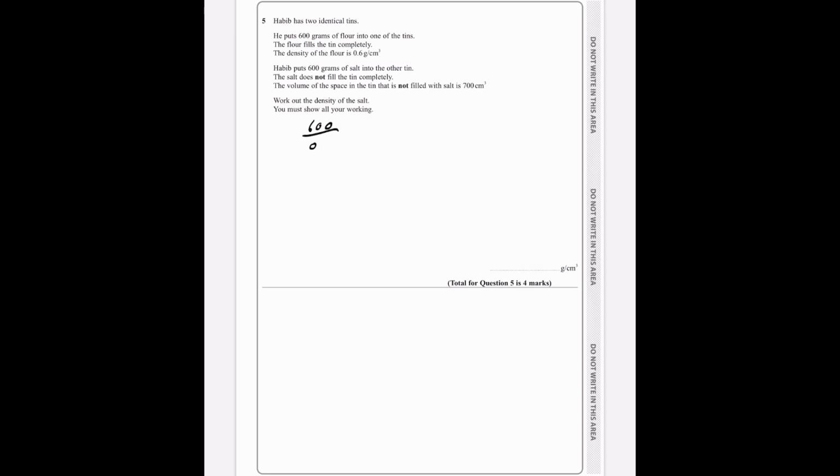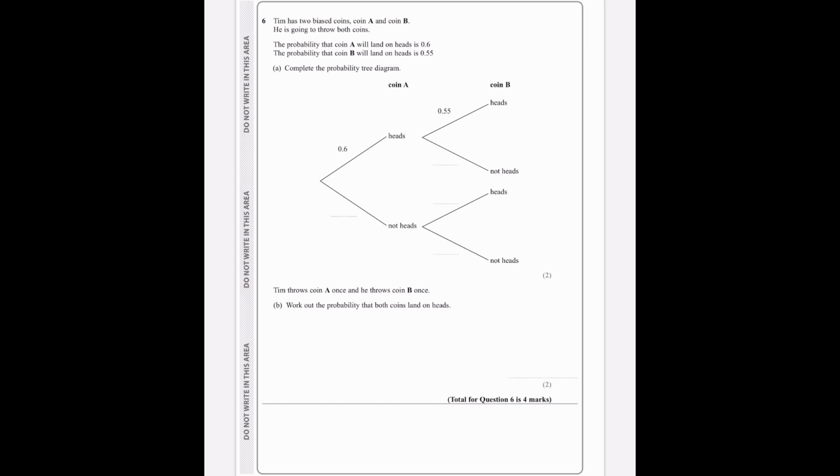Question number 5. We have Habib with his identical tins. Dividing by the density allows us to work out the volume. So 600 divided by 0.6 is 1,000. Subtract 700 from that gives us 300. Divide the 600 by the 300, we get 2 grams per centimeters cubed.